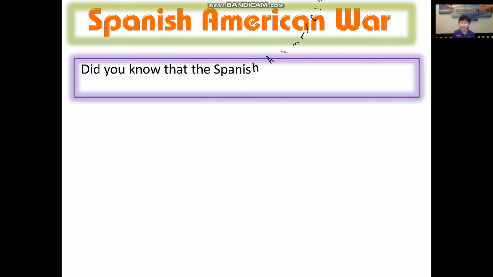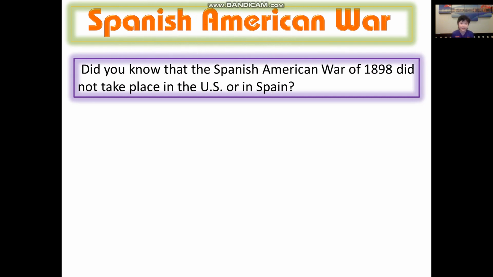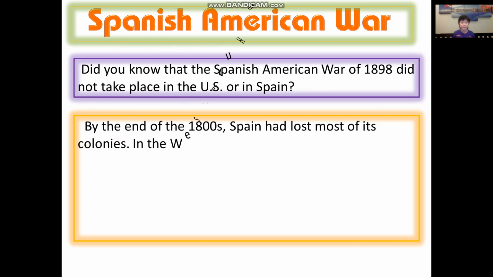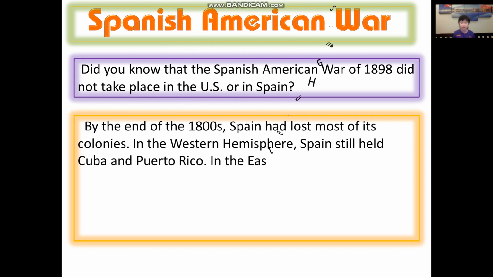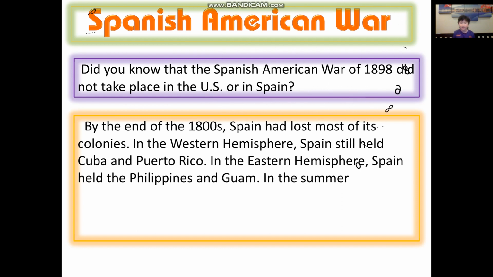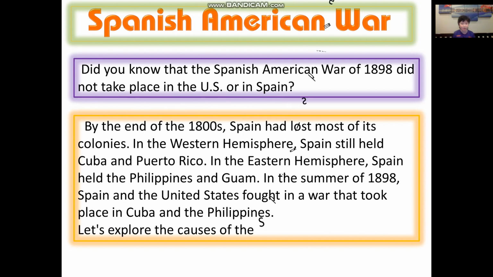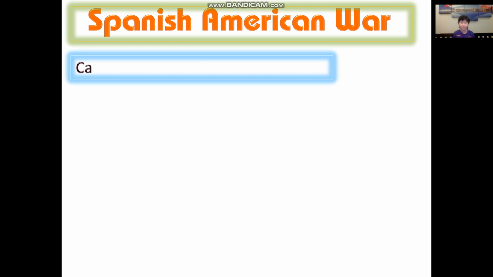Did you know that the Spanish-American War of 1898 did not take place in the US or in Spain? But where? By the end of 1800, Spain had lost most of its colonies. In the Western Hemisphere, Spain still held Cuba and Puerto Rico. In the Eastern Hemisphere, Spain held the Philippines and Guam. In the summer of 1898, Spain and the United States fought in a war that took place in Cuba and the Philippines. Let's explore the causes of the Spanish-American War.